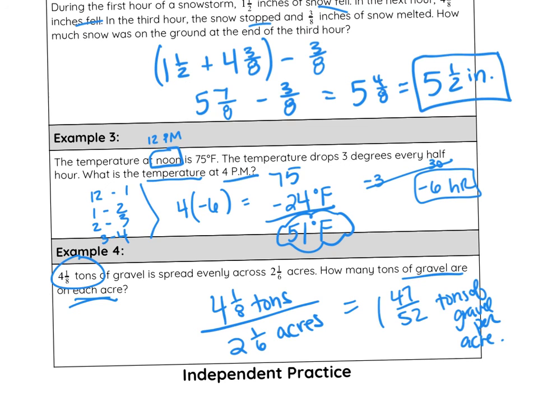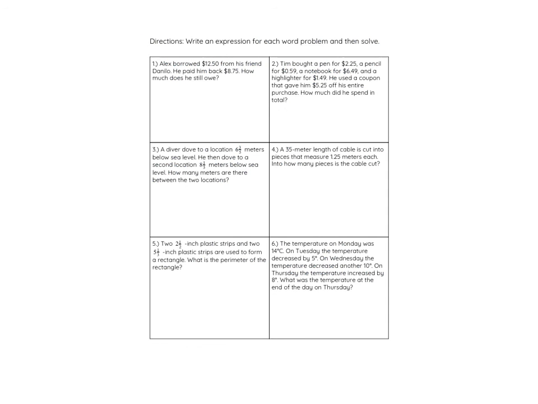Okay, so independent practice is next. I made this clear last time. I'll make it clear again. You need to write an expression for each word problem, then solve. So make sure you're writing an expression. Tell me what you're doing. Then go ahead and solve and give me your answer, okay? You don't get credit for just the answer. All right, good luck. Have fun. You know where to find me.